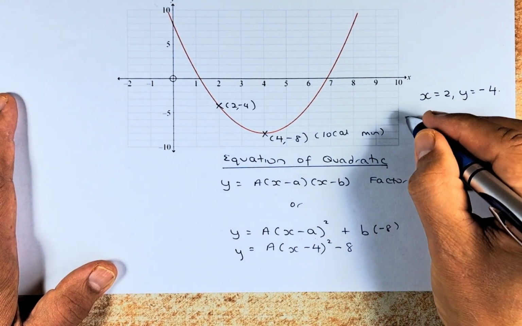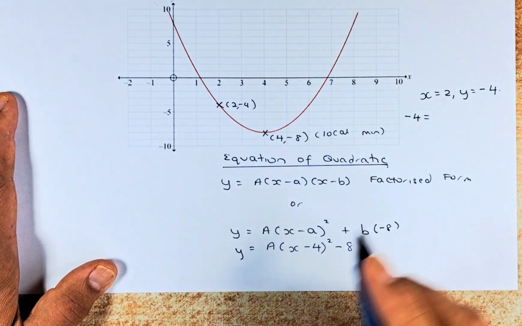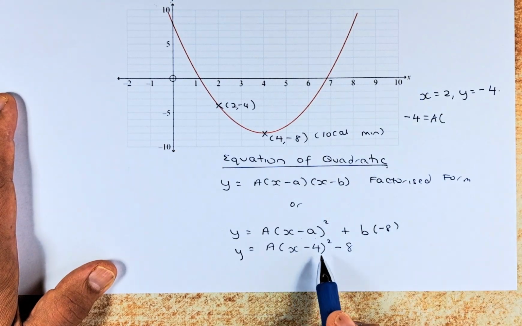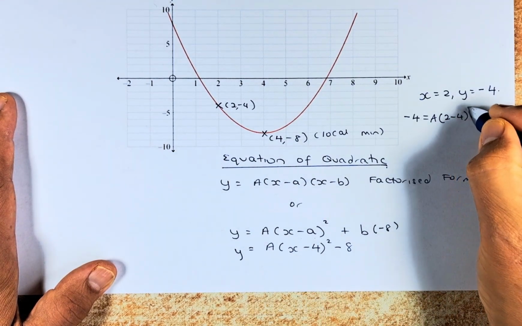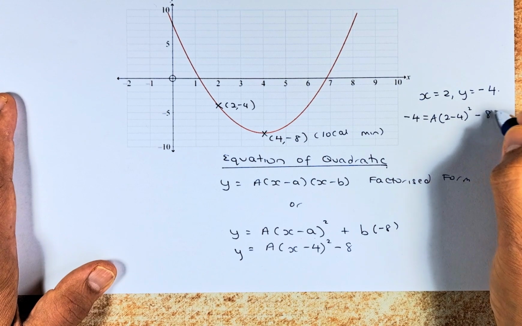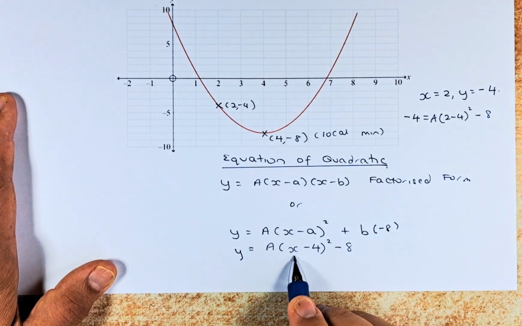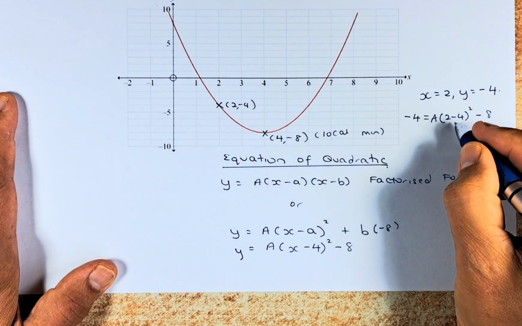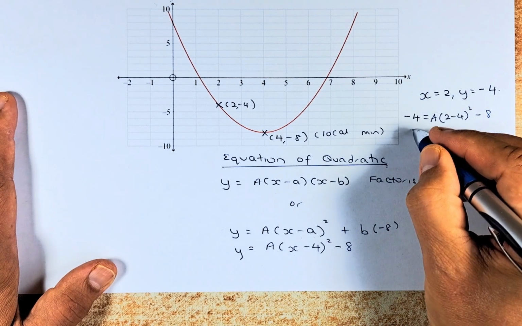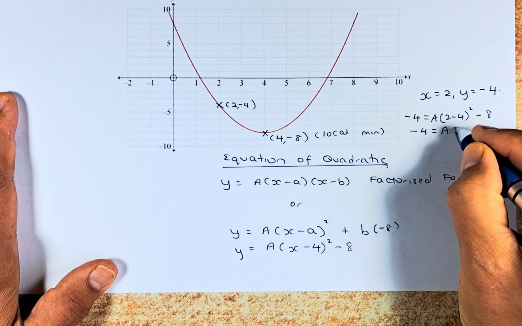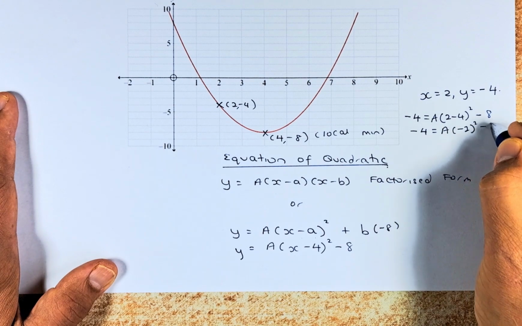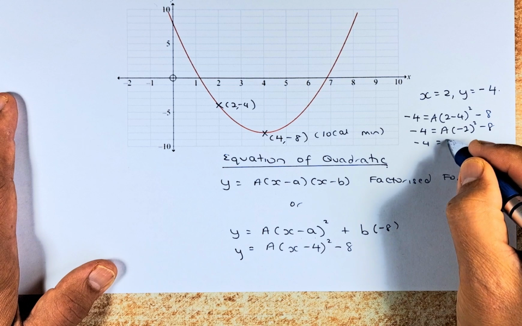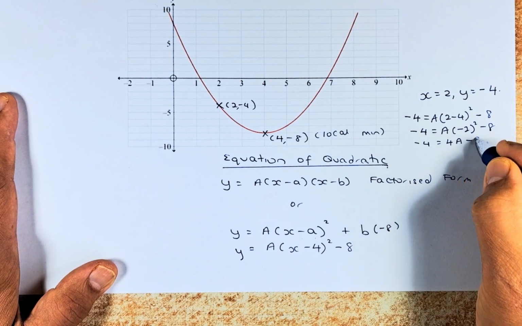So y is negative 4, equals to, a is what we want to know. And then x is your value, which is 2. So 2 minus 4, I'm going to write the whole thing squared. And then we're going to minus 8. So that is the equation. From here, we substitute x equals to 2 and y equals to minus 4. Now we're going to simplify them. 2 minus 4 is negative 2 squared. So minus 4 equals to a negative 2 squared minus 8. So now we simplify that. Minus 4 equals minus 2 squared is 4a, positive 4 minus 8.